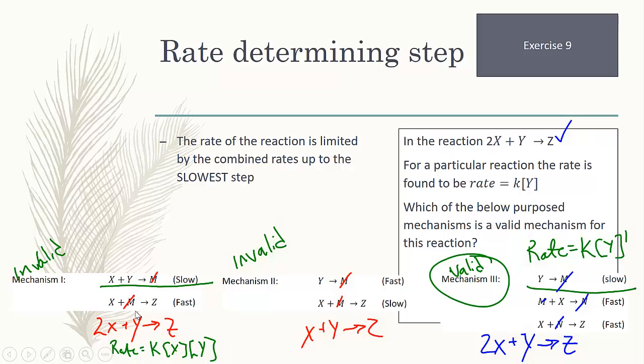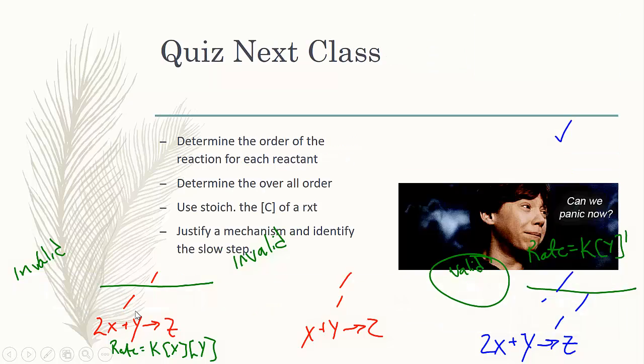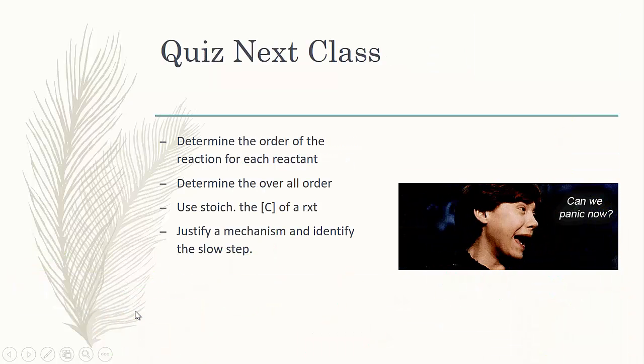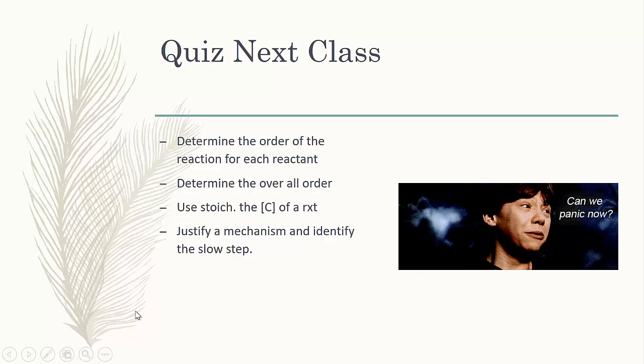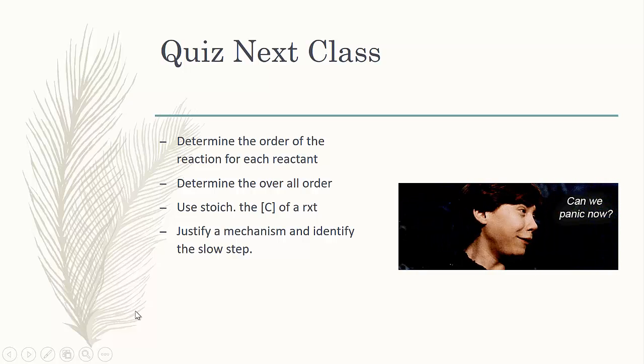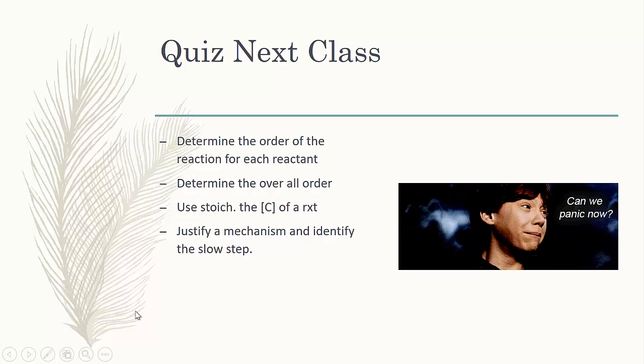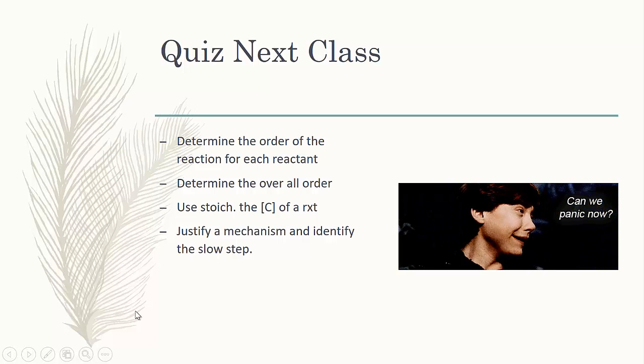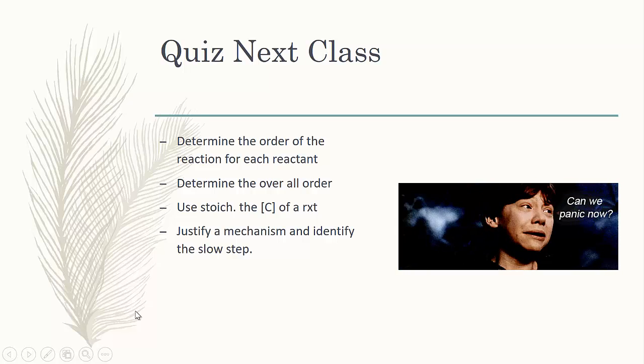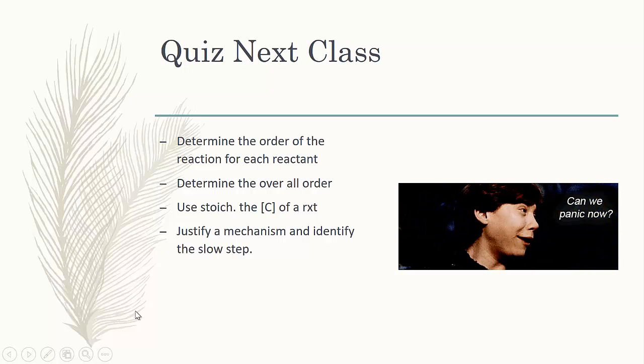Now with that being said, we are done with differential rate law, determining the rate law from concentration and rate data. Next class, we will take a quiz where I will ask you to determine the order of the reaction for each reactant. Tell me the overall order. Use stoichiometry to tell me the concentration of the reactant at a given point, and then justify a particular mechanism. So please find some free responses, or I will provide you free responses to practice that.